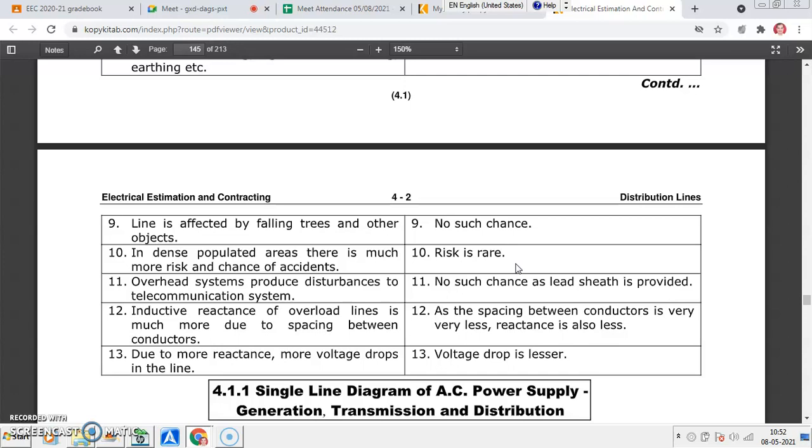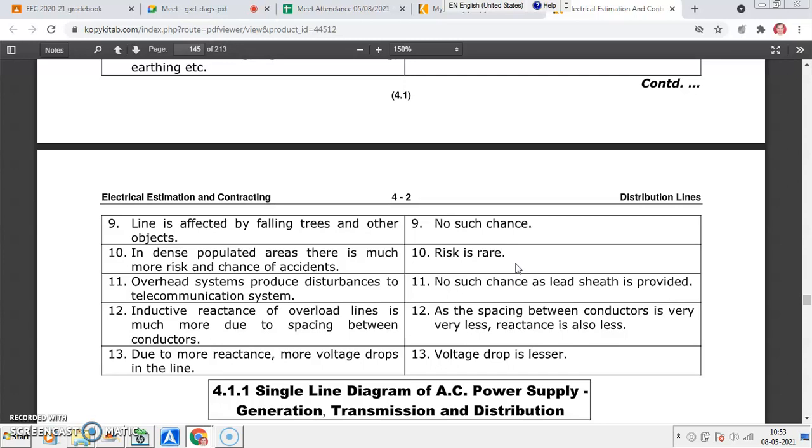Then the overhead system produces disturbances to telecommunication and other networks, internet, fiber network and so on. So these produce disturbances to these particular communication lines. But such chance is not there with underground because they are isolated from all.